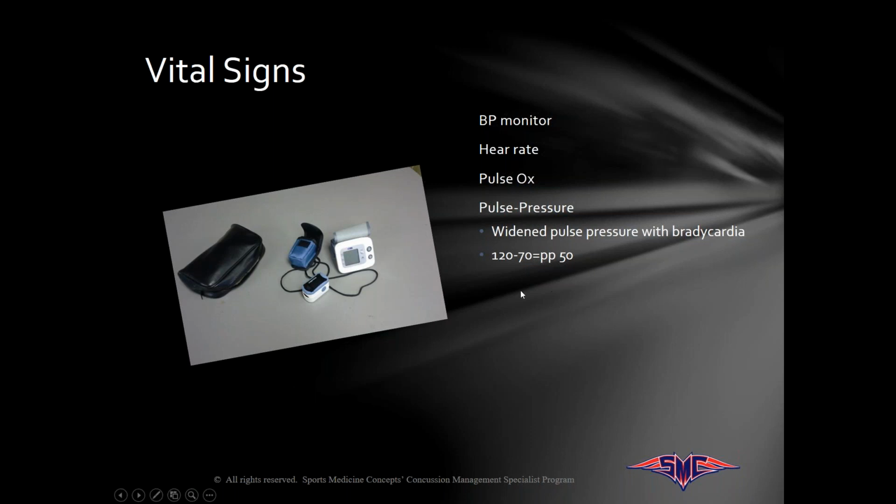Now, the pulse pressure is the difference between your systolic and diastolic. So normal blood pressure is about 120 over 70. We take 120, subtract 70, and our pulse pressure normally is about 50 millimeters of mercury. As we take blood pressure, we're looking for changes that have a widened pulse pressure effect. In other words, our systolic starts to fall and our diastolic starts to rise, which would increase the pulse pressure.